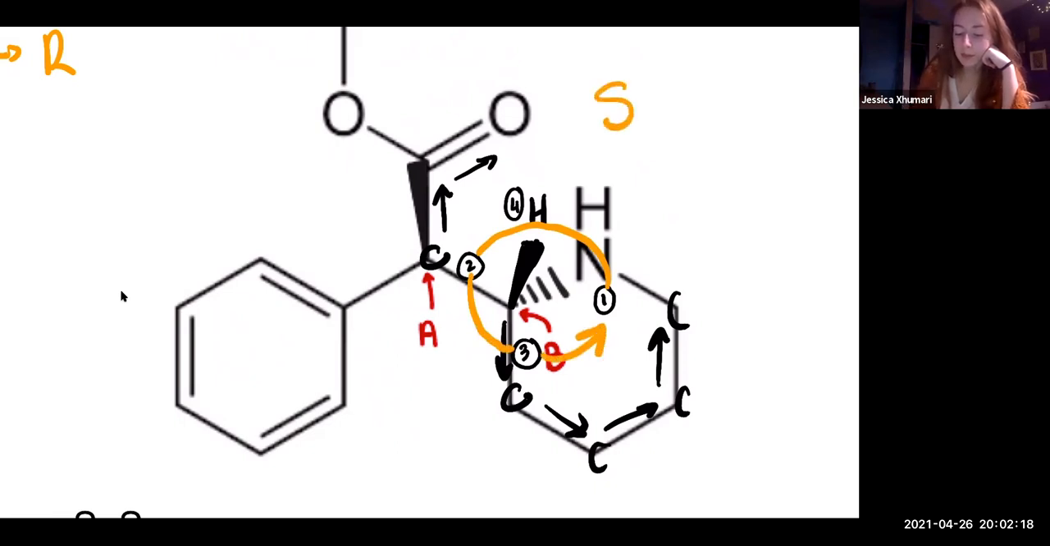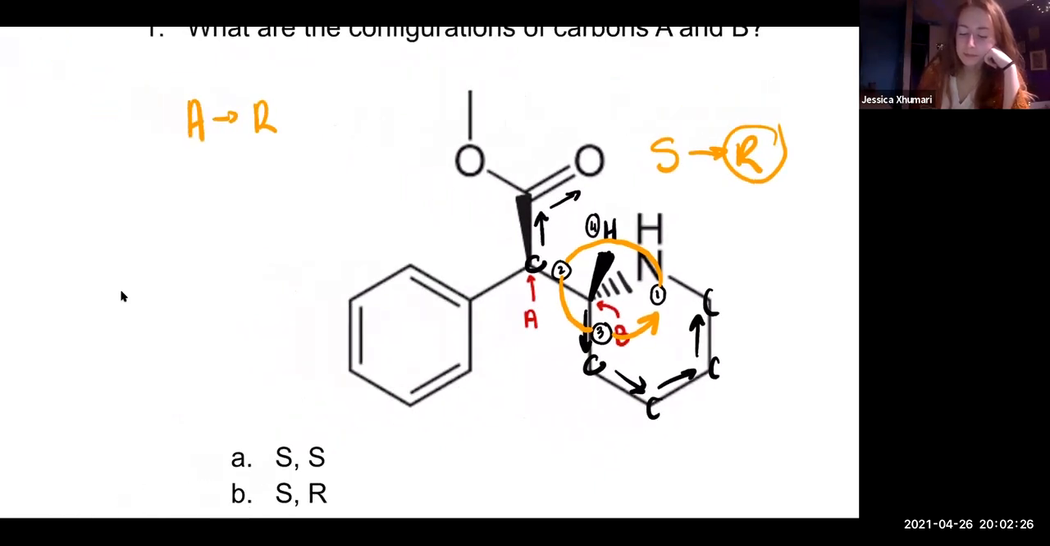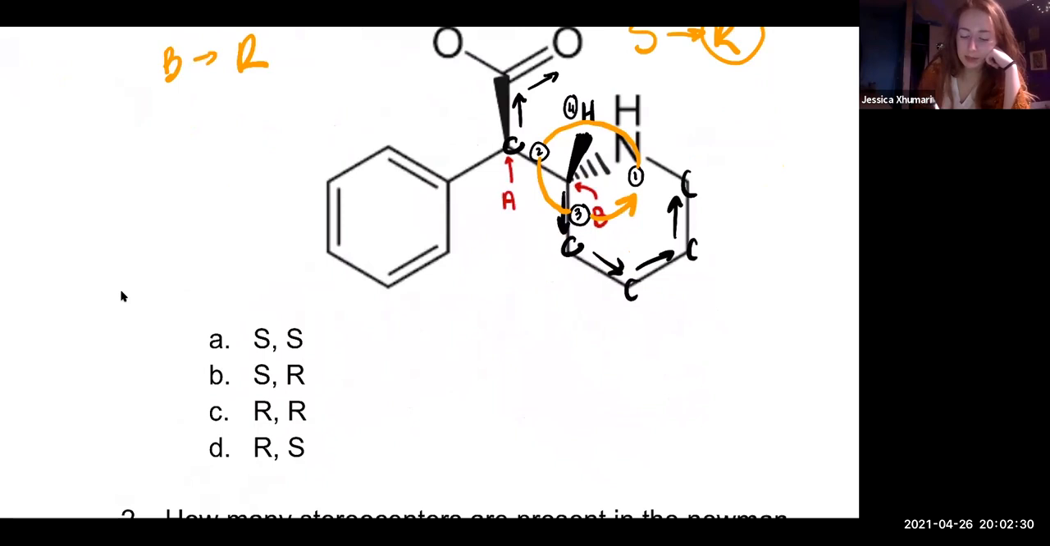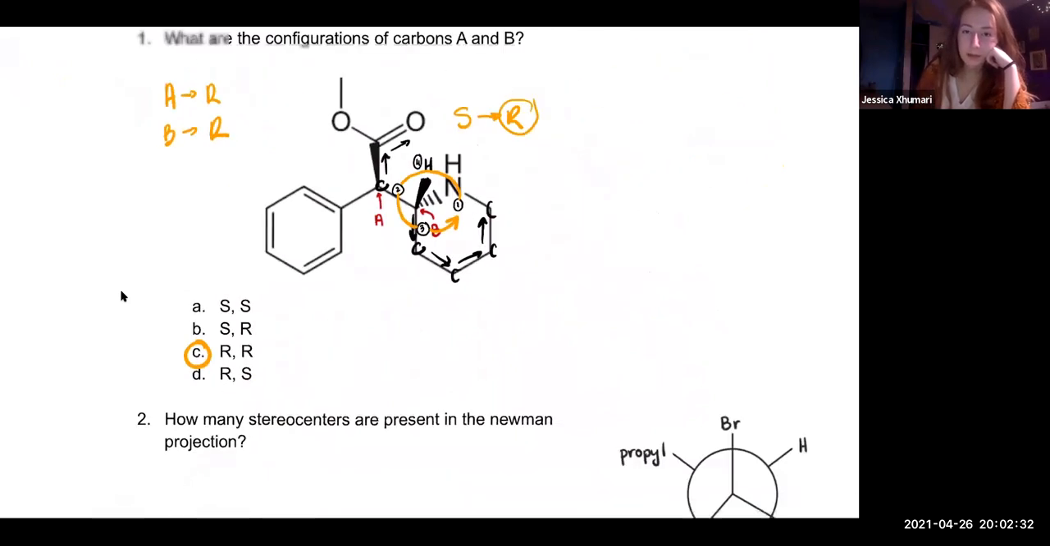But remember that our hydrogen is not in the back where it's supposed to be. So we're going to turn this into R, and that'll be our final answer. So B then will be R as well. And so C will be the answer for that one. Okay, stop me if you have any questions.